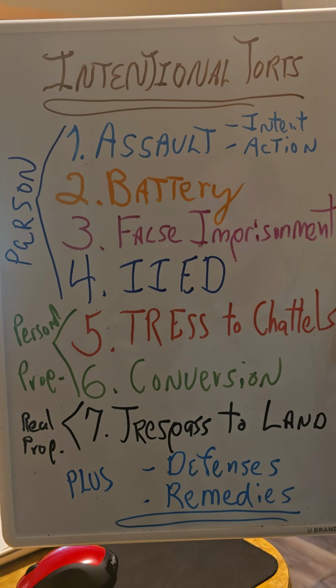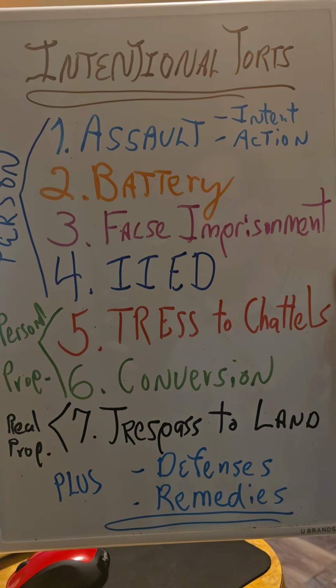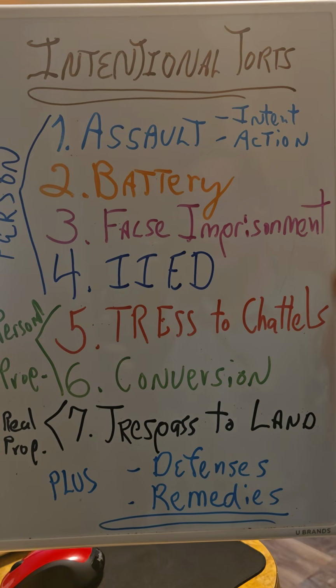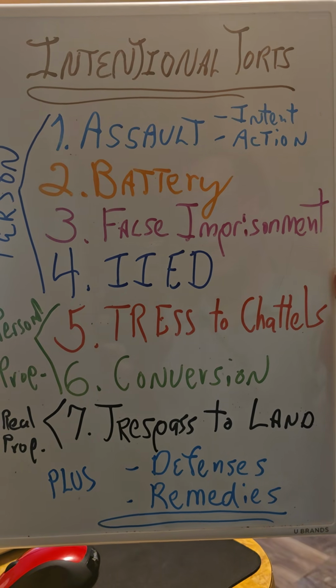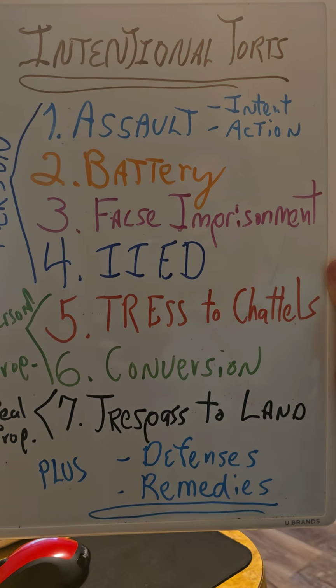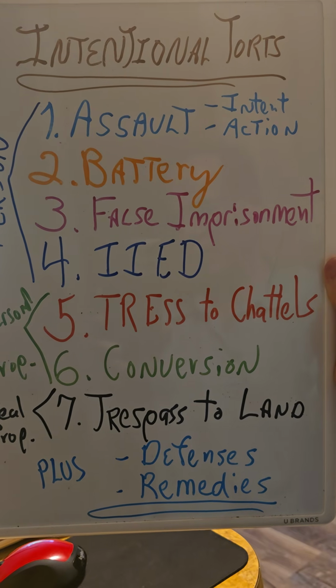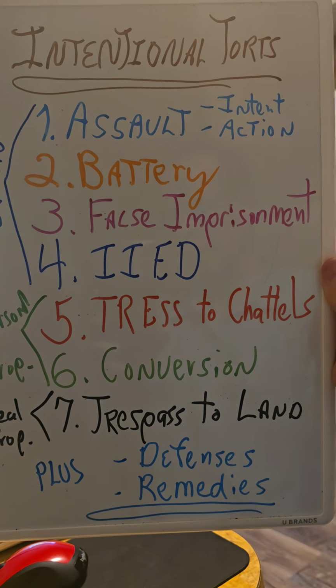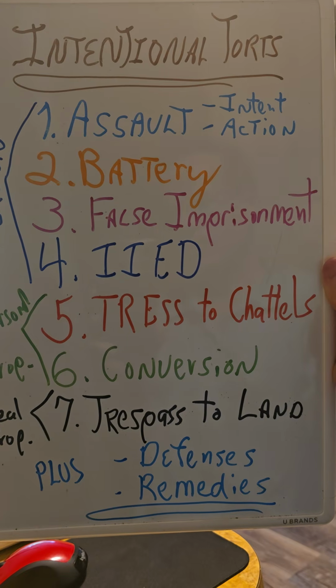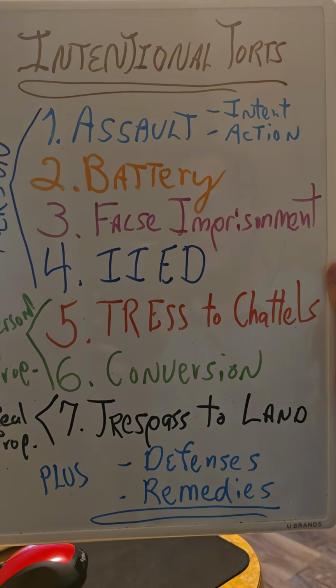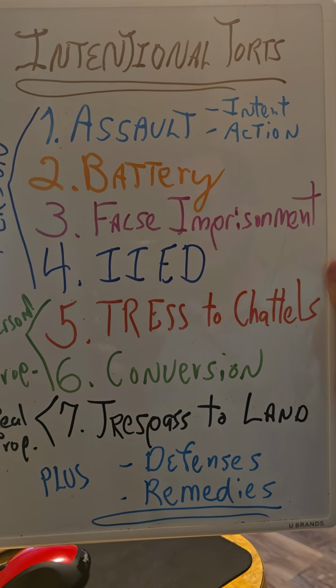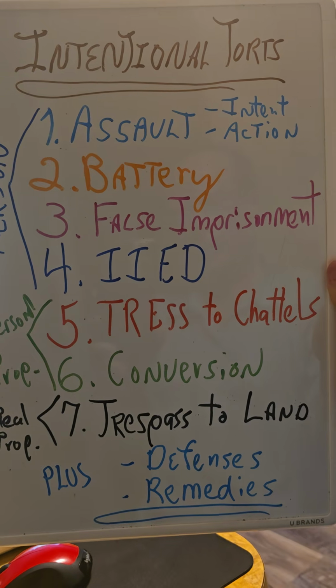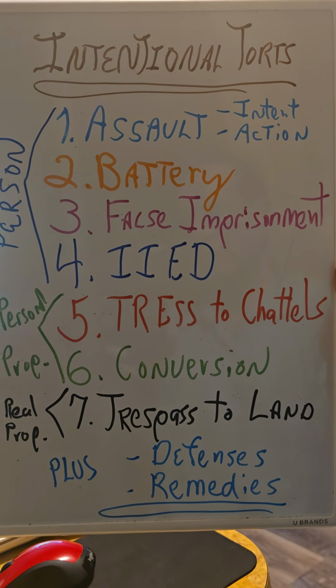Then look at number 1, assault. For each one of those, you should then bifurcate it into an intent and action for each one of the 7. And finally, at the bottom, we have defenses and remedies, and you should then elucidate what those are for each particular intentional tort.